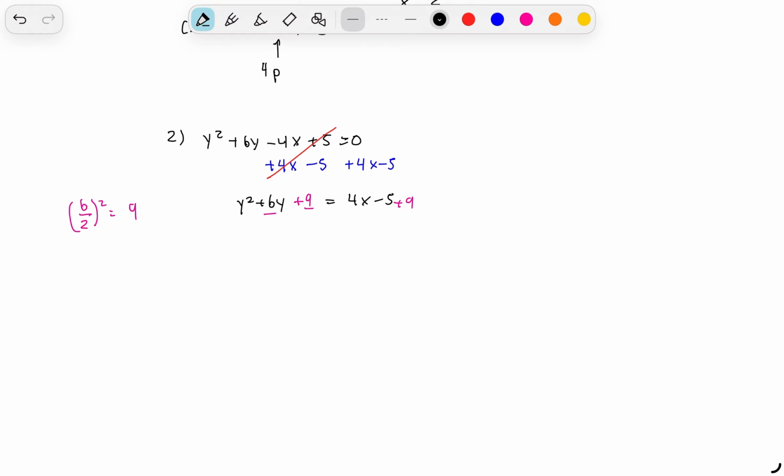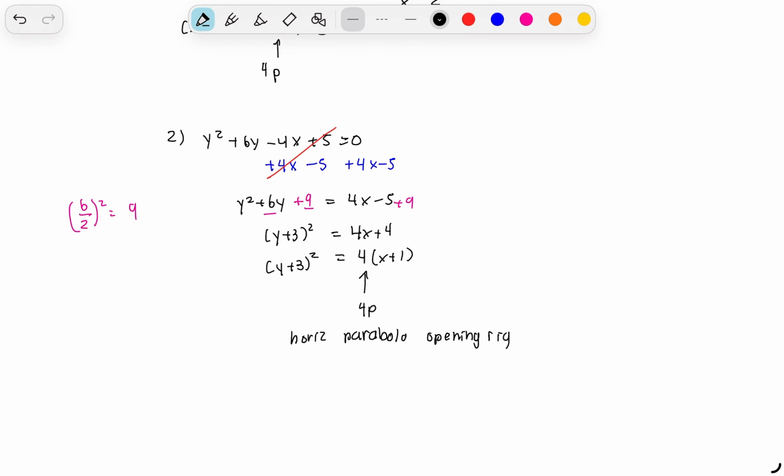Now we're going to factor the left-hand side. That's going to be y plus 3 squared. And this is going to be equal to 4x plus 4. Now over here, we can factor as well on the right-hand side a 4. So now our 4p is visible. And we can see this is going to be a horizontal parabola opening right, because our p is going to be greater than 0.